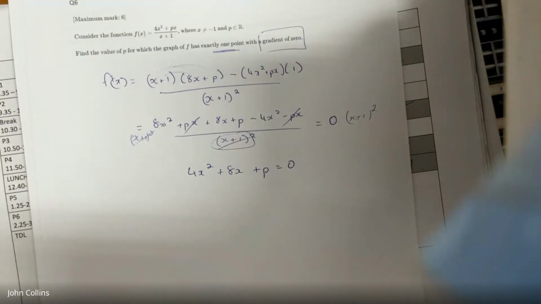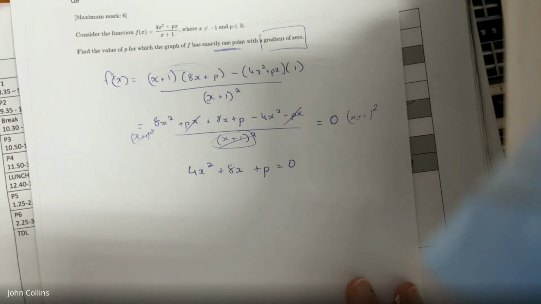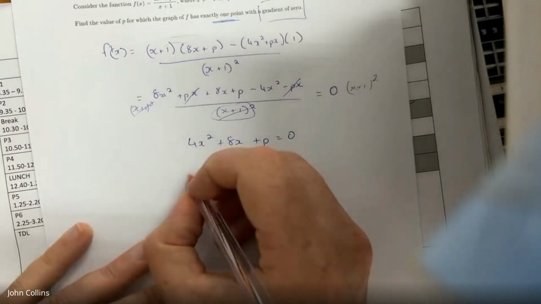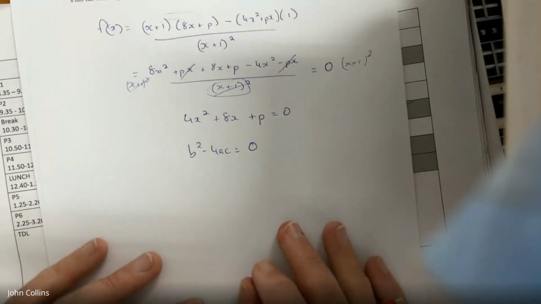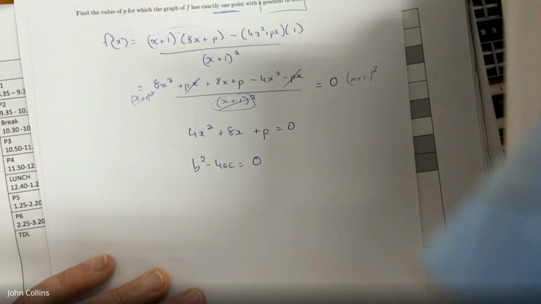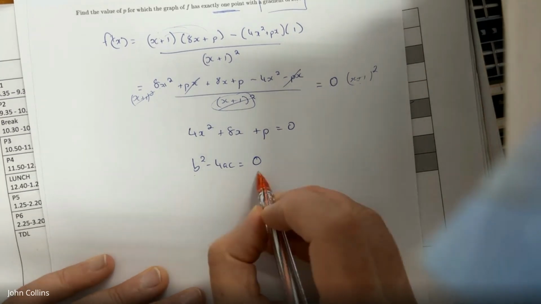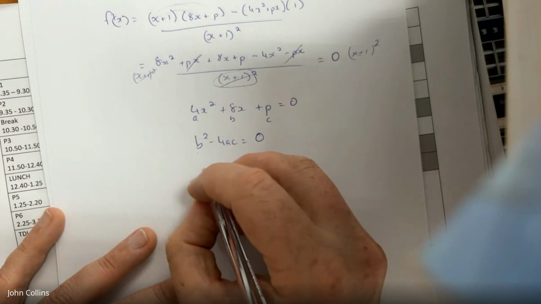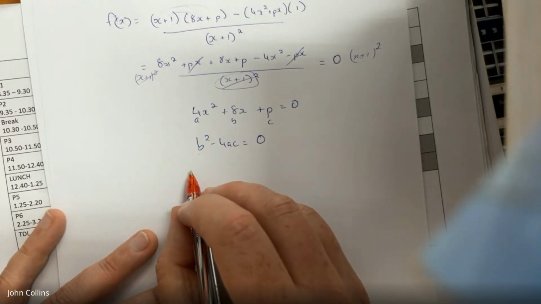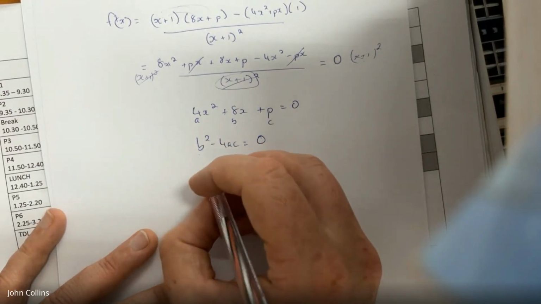If I ever see exactly 1 point, one solution to a quadratic equation, that means I will use the discriminant, because the discriminant will have to equal 0. And that's what I know, because otherwise it will give 2 or 0 solutions. So if the discriminant of this is 0, remember a, b, c, I should be able to find what p is, because the discriminant does not have x in it.